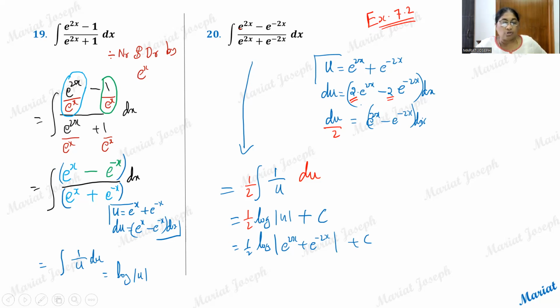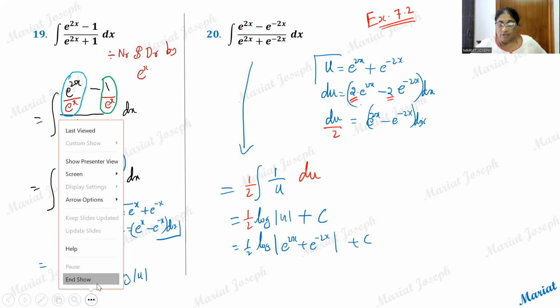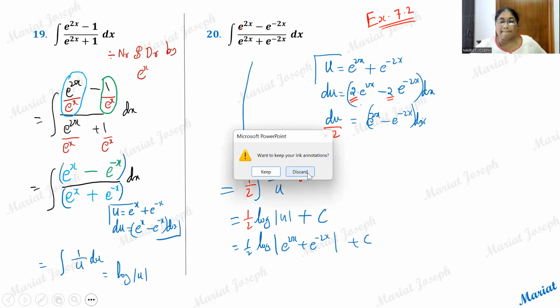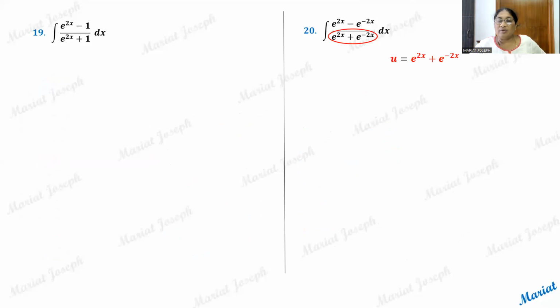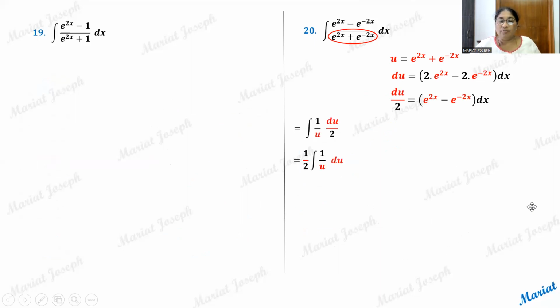I'm giving you the solution of both of these questions with printed steps. You can copy, you can cross-check your answers. First one was e raised to power 2x plus e raised to power minus 2x substituted. When you differentiate, 2 is extra. So half of 1 by u du, log of mod u, and half of log of u is being replaced.